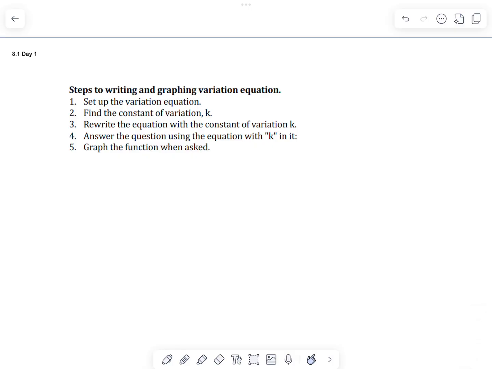Here are the steps to writing and graphing a direct variation equation. First thing you do is you set up the variation equation. Then you find the constant of variation. You want to rewrite the equation with the constant in it, and then answer the question using the equation with k in it, and then graph when asked.